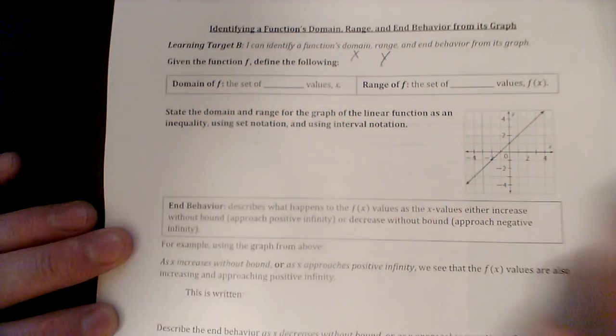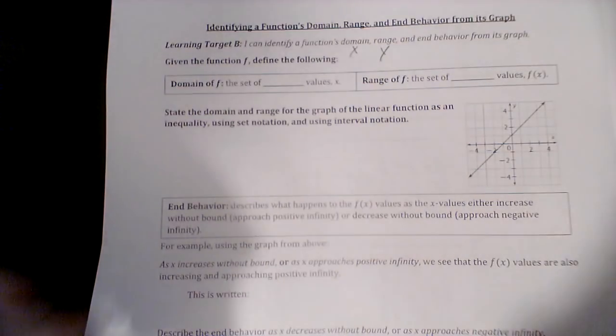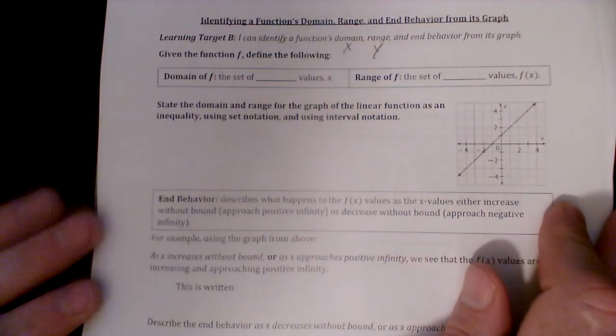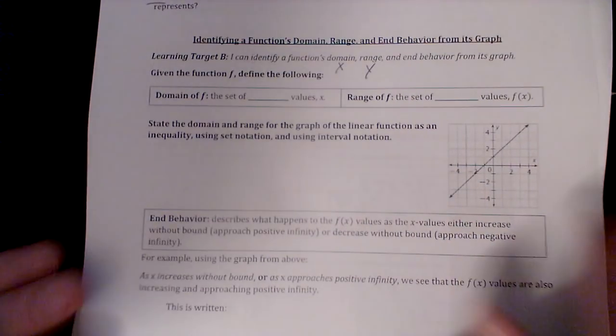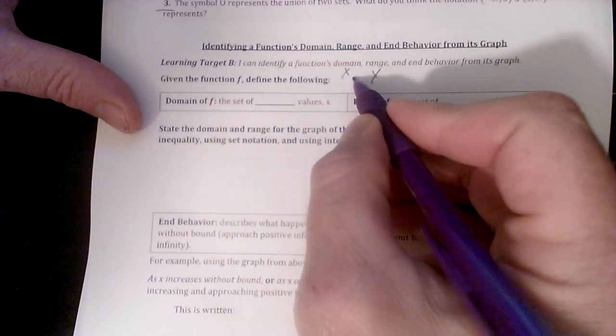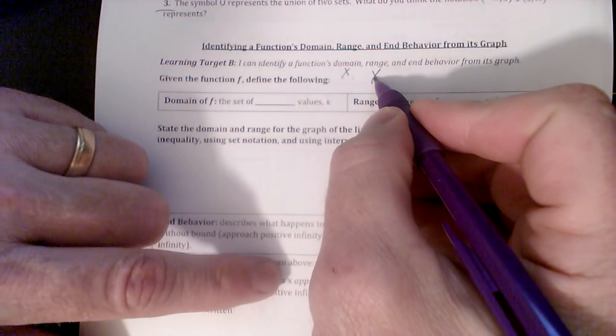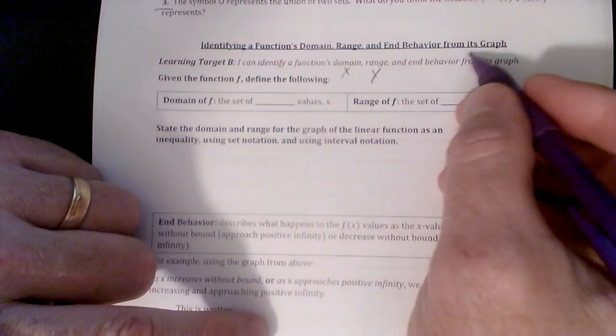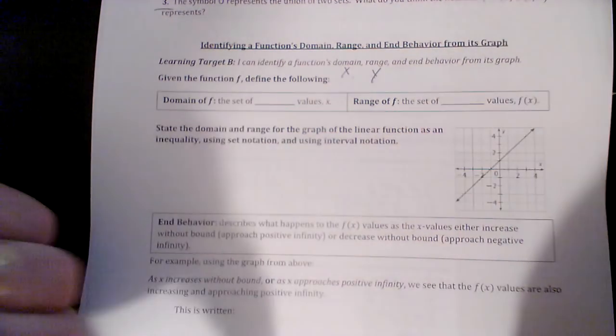All right, bottom half of page 2 all the way to page 3, which should end up day 1. And here we go. We're going to identify a function's domain. Domain is the x value. Range, that's the y value. And the end behavior, that's what's happening on the ends of the graph.